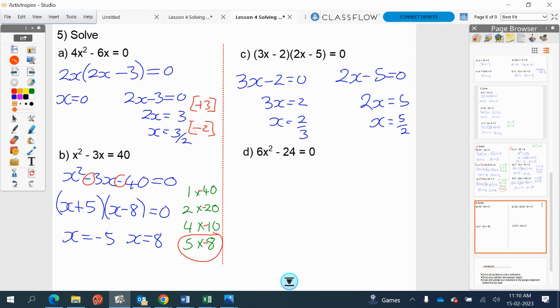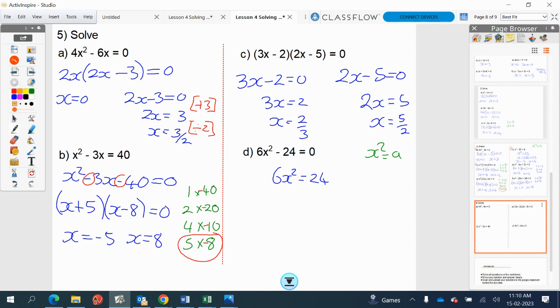Okay, the last one. Now this one we will notice is not a trinomial and it doesn't have an x term. So you want to aim to use the characteristic equation x squared equals a, and then take square roots of both sides. So let's start by rearranging a little bit. We can add 24 to both sides to give 6x squared equals 24.